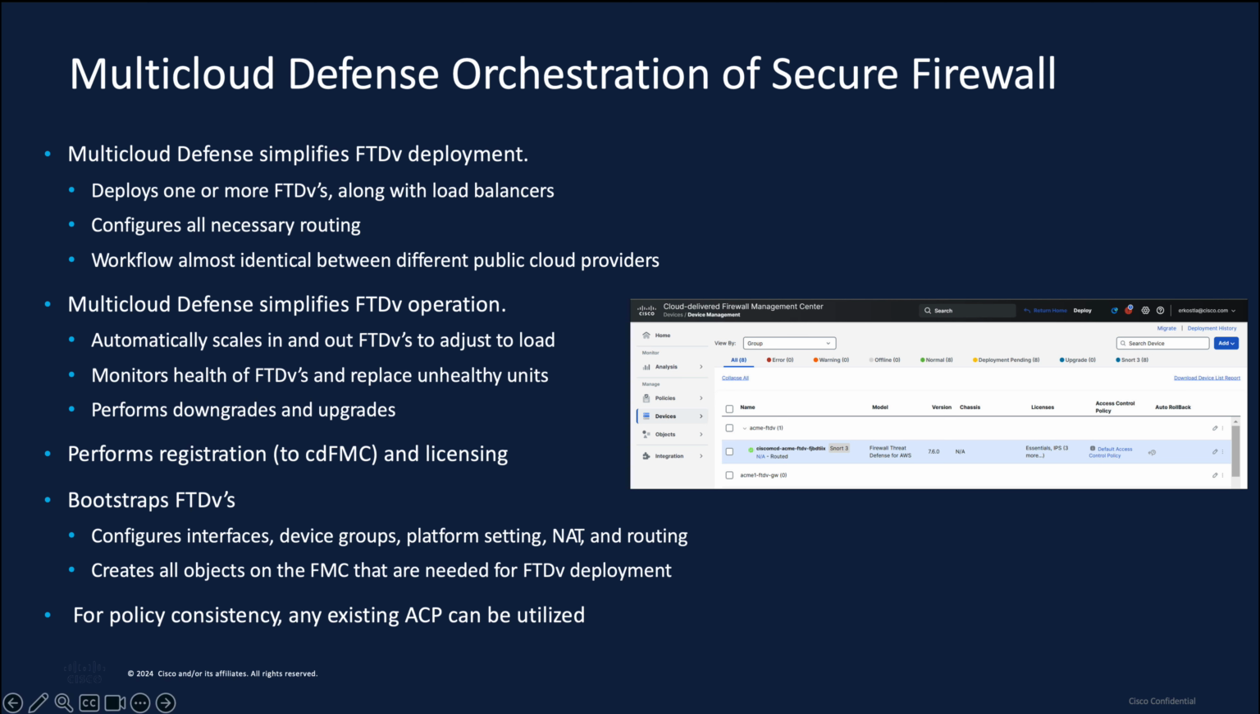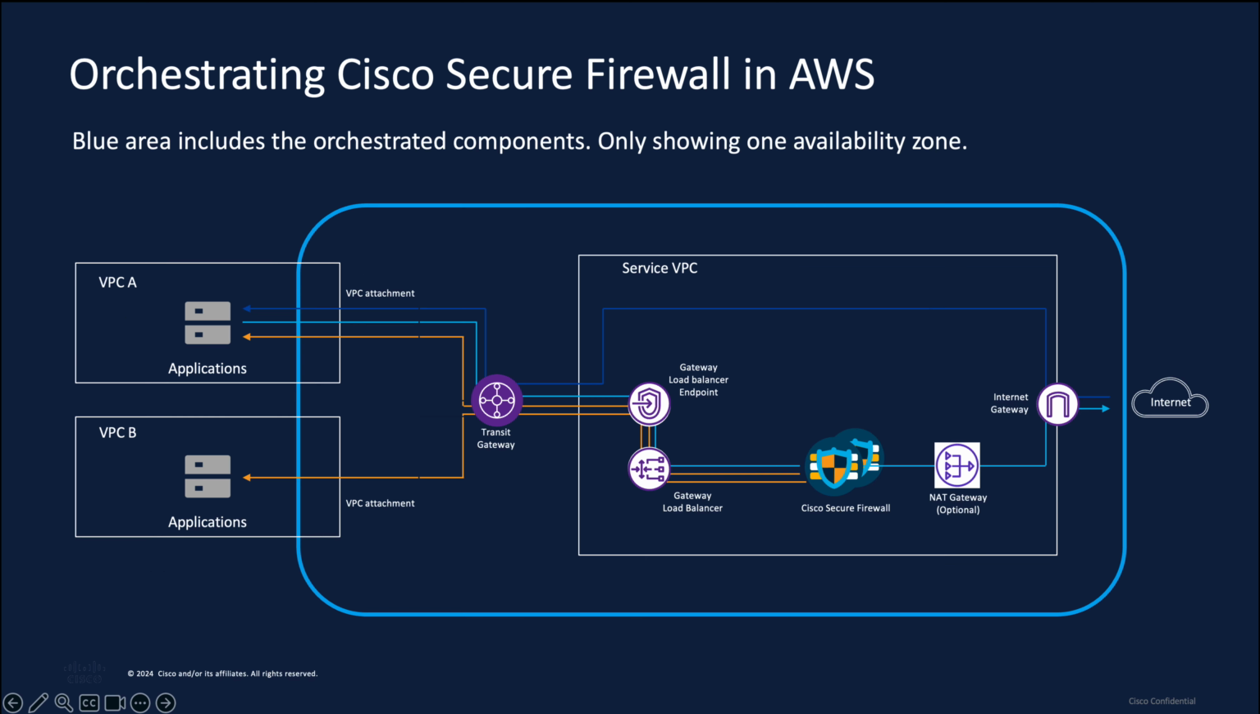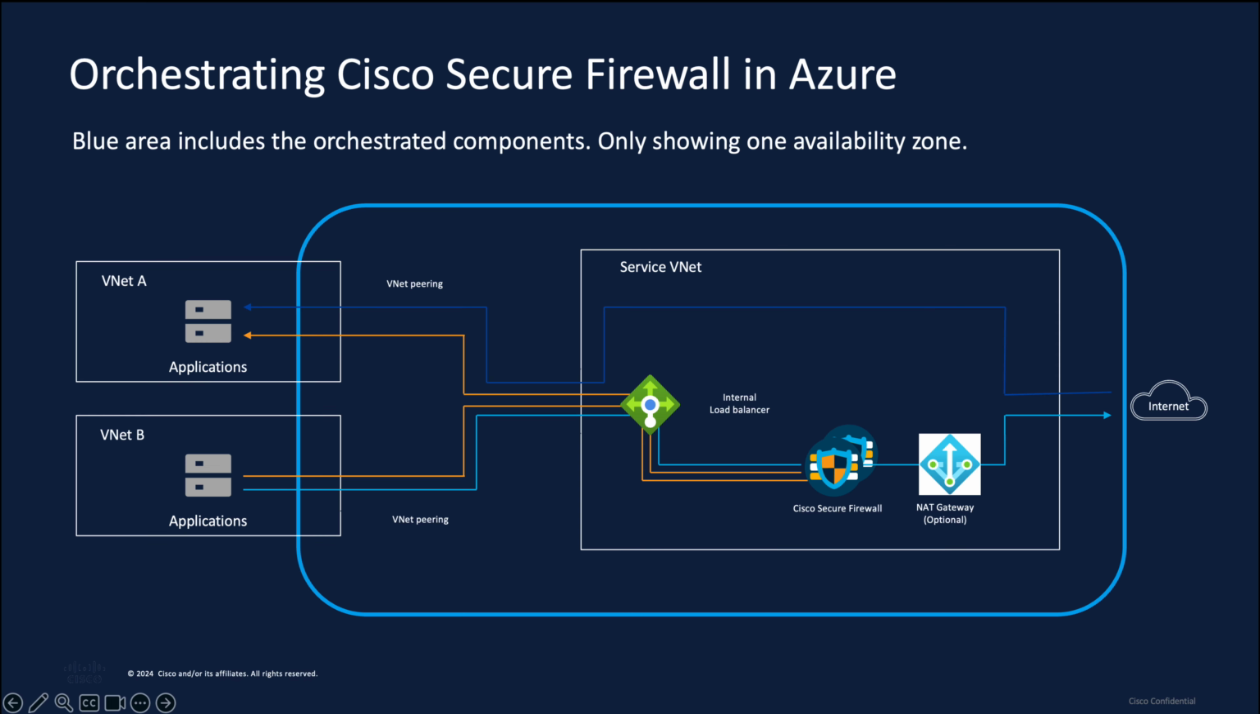Let's take a quick look at what the architecture looks like. This is in AWS. The Multicloud Defense controller orchestrates a service VPC, transit gateway, gateway load balancer endpoints, and associated routing, and all of it. This is how the architecture looks in AWS when you deploy an FTDv using Multicloud Defense. This is in Azure, a similar setup to AWS. The deployment of load balancers, service VNet, firewalls, and the VNet peerings will all be taken care of by the Multicloud Defense controller here as well. No matter the cloud, the experience is identical, same workflow, same results.